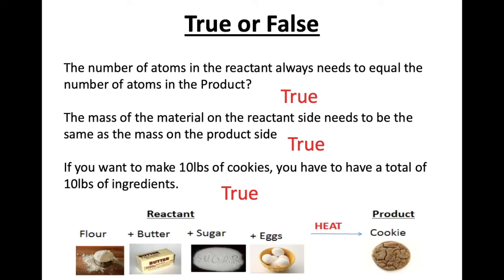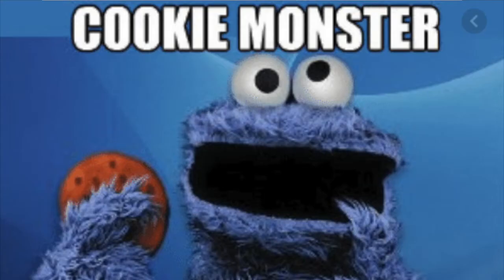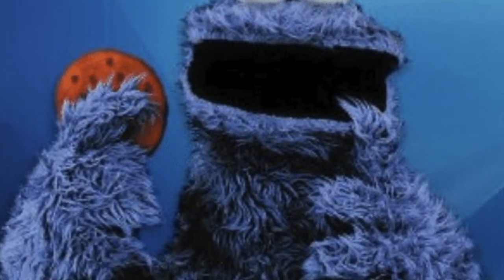So let's say you have a chemical reaction going on. Here in your reactants, you have 5 pounds of flour, 3 pounds of butter, half a pound of sugar, 1.5 pounds of eggs. You create a chemical reaction that infuses heat, and at the end of that, you get 10 pounds of cookies. I like 10 pounds of cookies. I want that for sure.